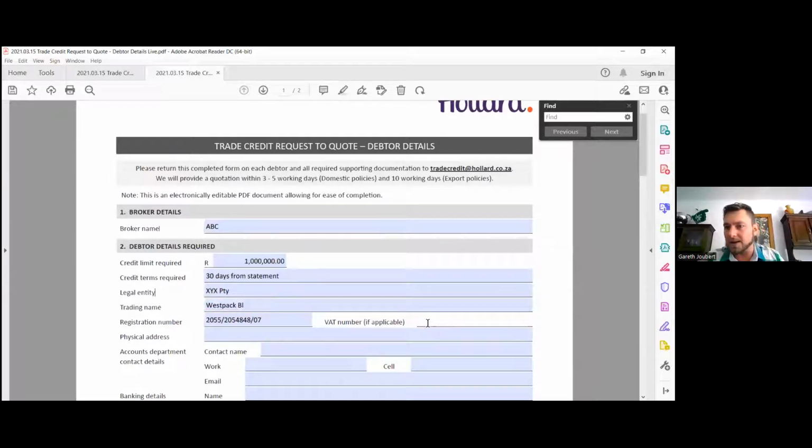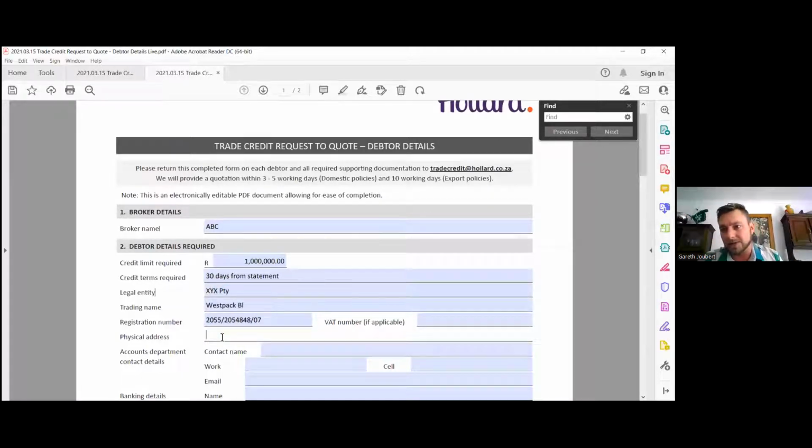If there's a VAT number, obviously you can use the VAT number. It assists us in exploring and obtaining more information. So we can again use either the VAT number or the registration number or the entity, and the corroboration of those three items, to understand exactly who the buyer is.